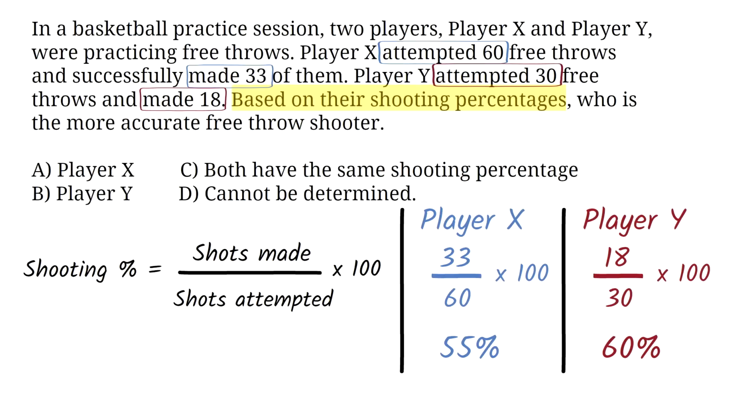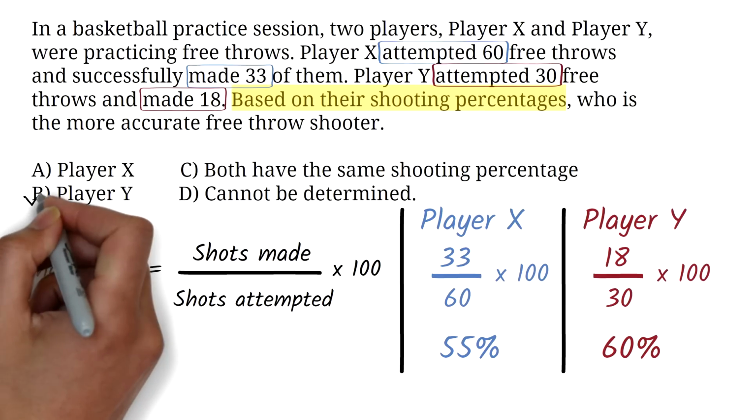Based on the calculated shooting percentages, player Y is the more accurate free throw shooter. The correct answer is therefore B, player Y.